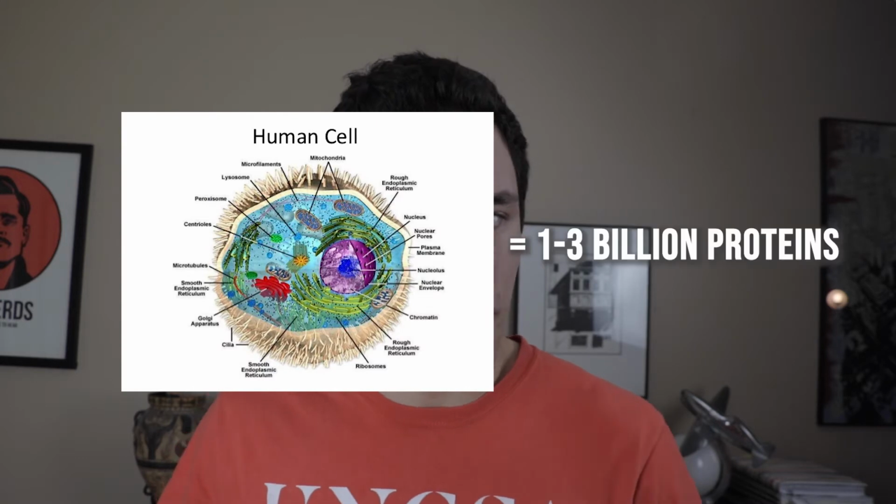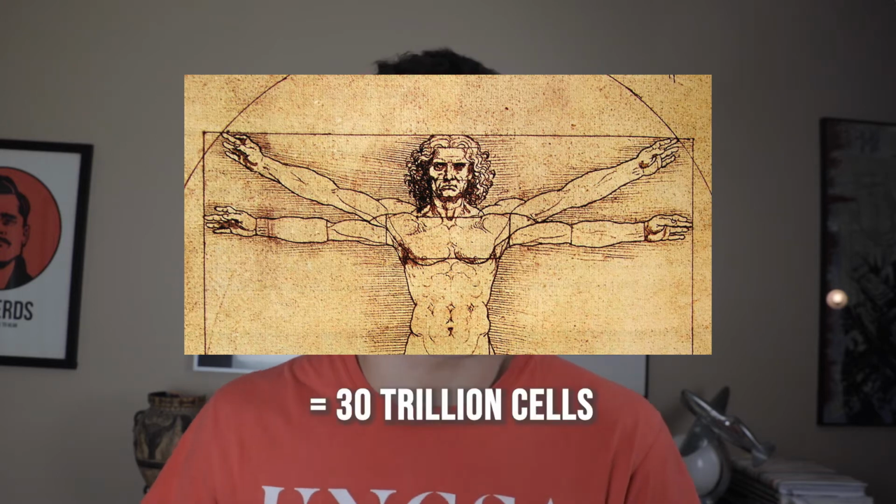So to understand just how small and abundant these proteins are in organisms and in the human body, one human cell has about 1 to 3 billion proteins in it. And to put that into perspective, the human body has an estimated 30 trillion cells in total. That's a lot of protein, and there's more, because the human body contains about 100 trillion bacteria cells, which is more than human cells, and an average bacteria cell has about 22 million proteins in it.